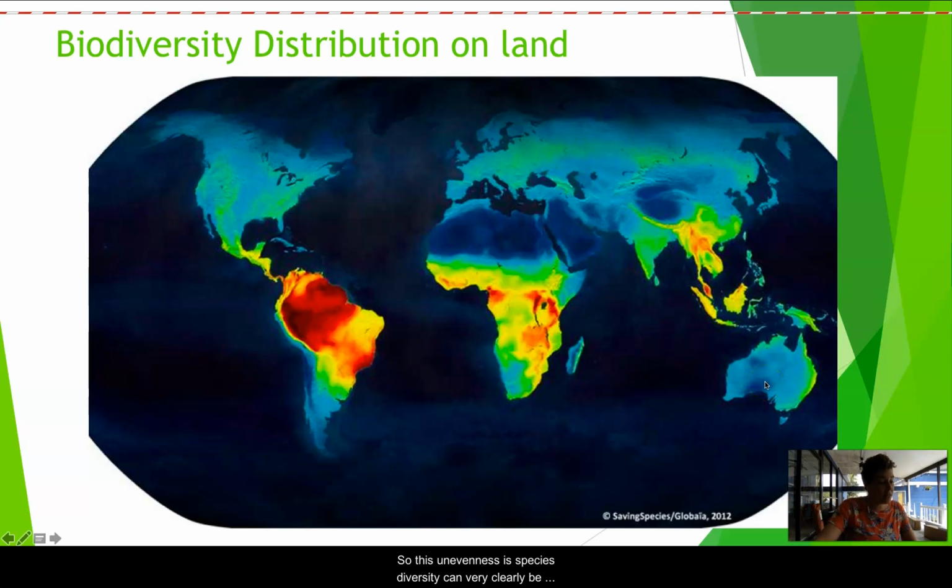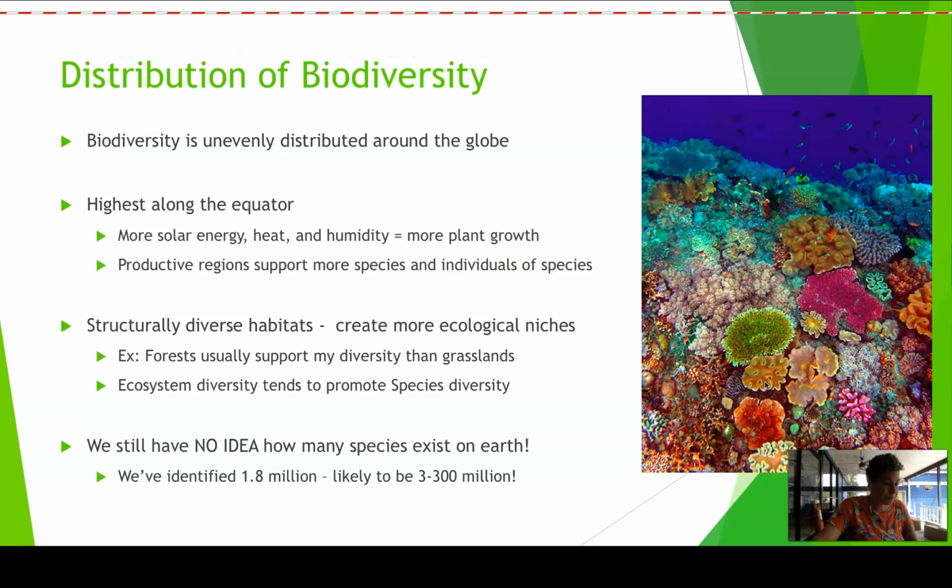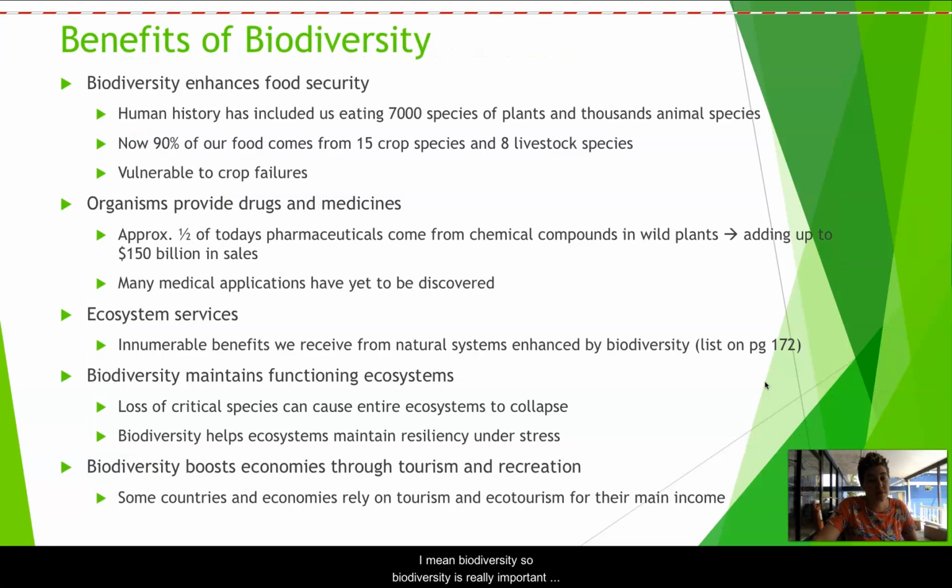So this unevenness of species diversity can very clearly be seen from this map. Biodiversity. So biodiversity is really important for us. It has a lot of benefits. It has benefits for us and, of course, for the planet as a whole. And these are some of the many benefits of biodiversity.